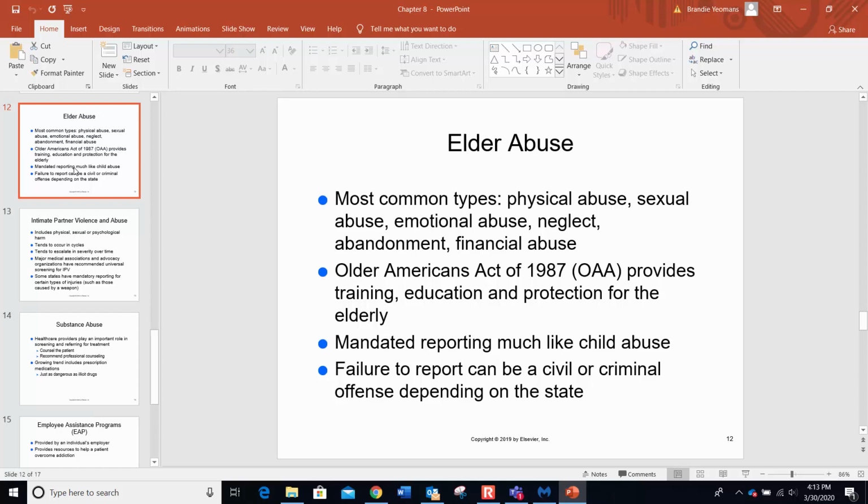So we have to look at some of the most common types of abuse, and this is something you've got to pick up on: physical abuse, sexual abuse, emotional abuse, neglect, abandonment, and financial abuse. And you might think, what, financial abuse? Yes, financial abuse. We'll talk a little bit more about that here in just a few minutes.